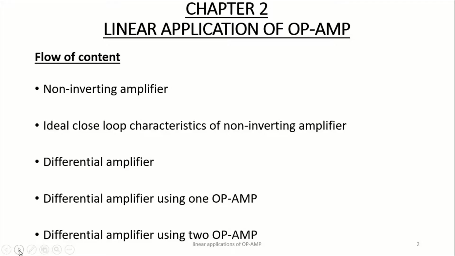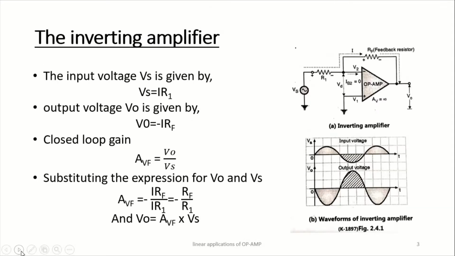In this video, we are going to talk about the non-inverting amplifier, the ideal closed loop characteristic of the non-inverting amplifier, the differential amplifier using one op-amp, and the differential amplifier using two op-amps. In the previous video, we studied the inverting amplifier.